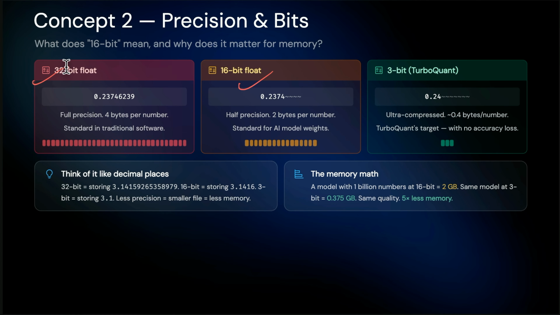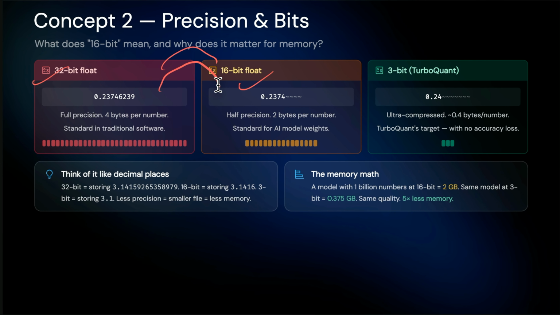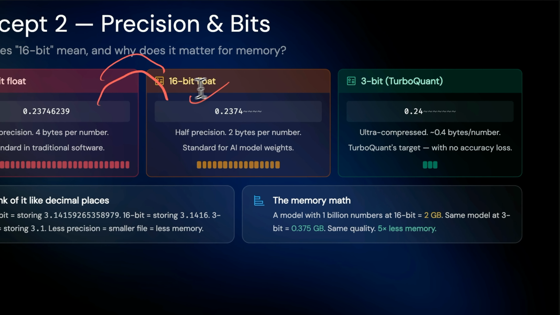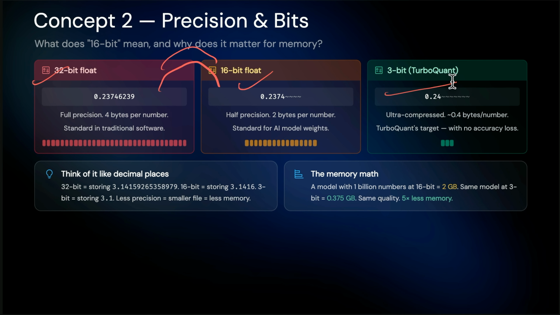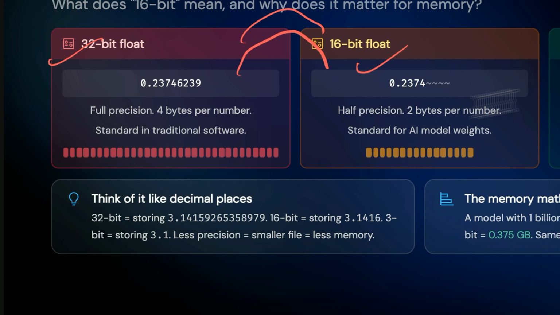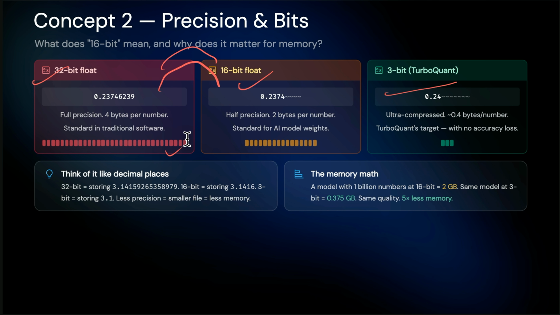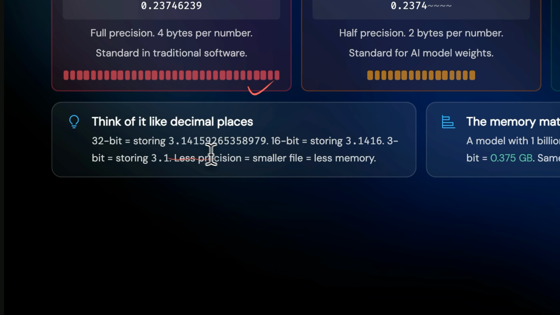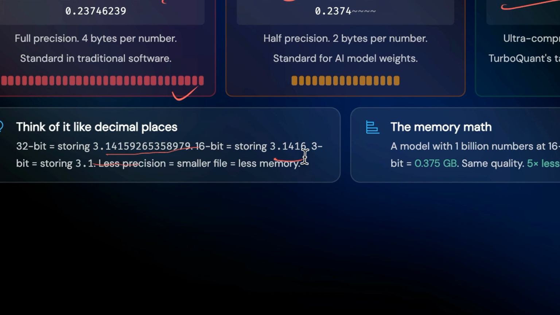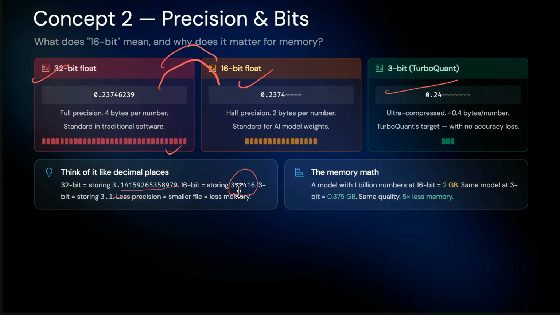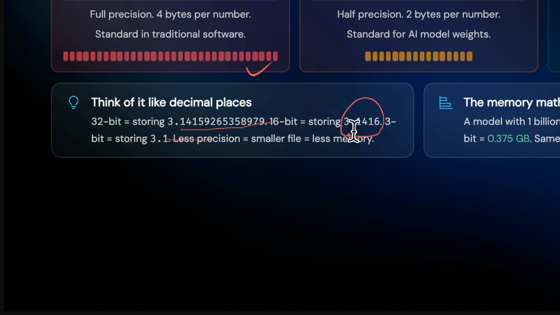This is what all the traditional software uses. Then 16-bit cuts that in half. That is the standard for all the AI models that we see today. And finally, 3-bit. This is what TurboQuant does. It uses about 1/10 of the memory of 32-bit, right? Think of it like decimal places. 32-bit is something like 3.14, etc. When we store it as 16-bit, we are rounding off a few digits, so see how the precision is being decreased. Now 3-bit means we are just storing it as 3.1.